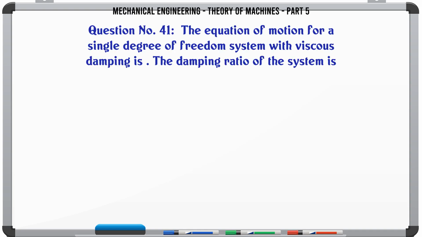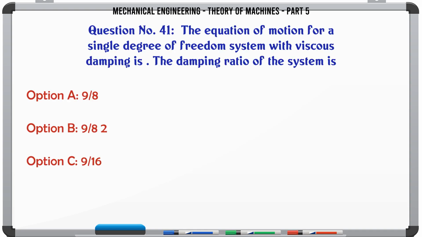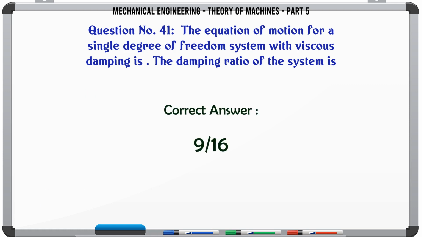The equation of motion for a single degree of freedom system with viscous damping is given. The damping ratio of the system is A. 9:8, B. 9:8√2, C. 9:16, D. 9:128. The correct answer is 9:16.